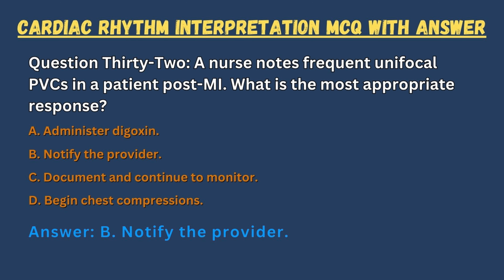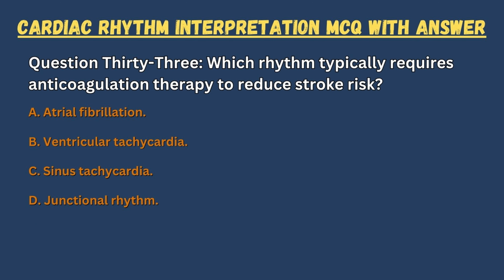Answer: B. Notify the provider. Question 33. Which rhythm typically requires anticoagulation therapy to reduce stroke risk? A. Atrial fibrillation. B. Ventricular tachycardia. C. Sinus tachycardia. D. Junctional rhythm.